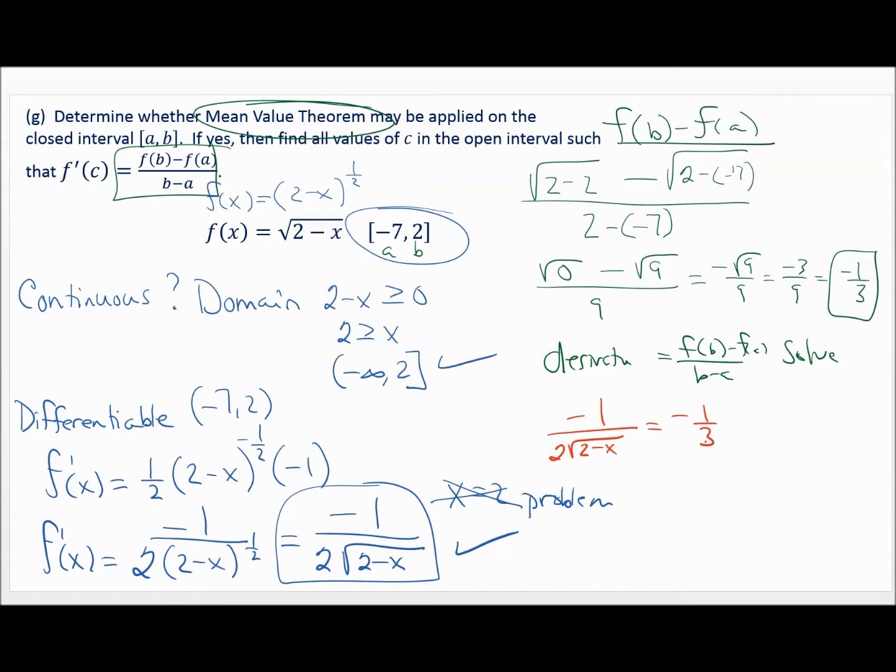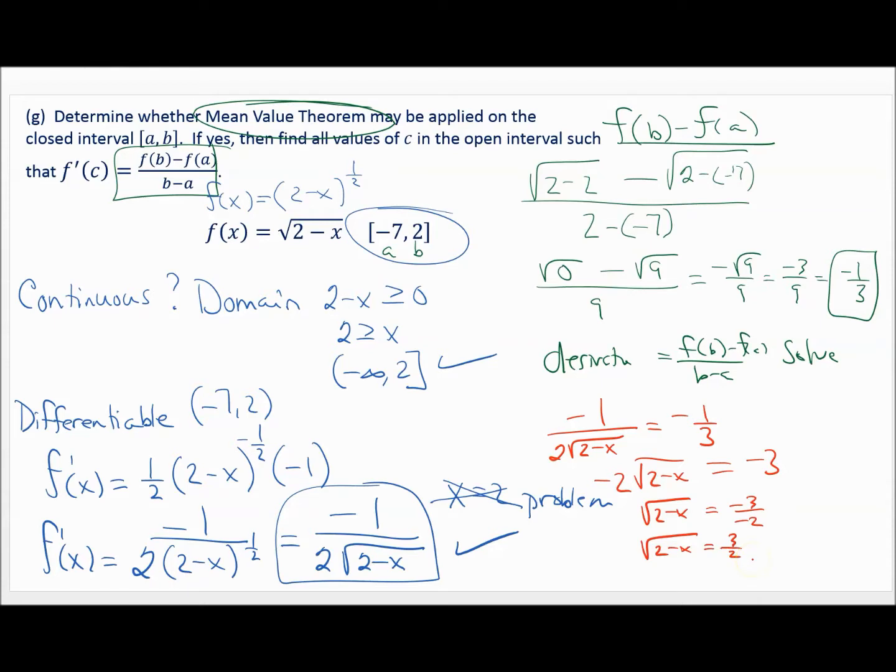A couple ways you can handle it. You can multiply both sides by the denominator, or you could just make your life easy and cross multiply real quick. So when I cross this way, I've got -2 square root of 2 minus x is equal to, when I cross this way, -3. Now remember, I'm trying to solve for x, so I'm going to divide both sides by -2. That's going to give me the square root of 2 minus x is equal to -3 over -2, which is really the square root of 2 minus x is equal to 3/2.